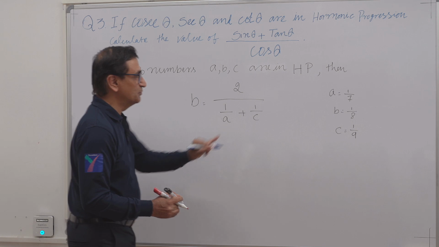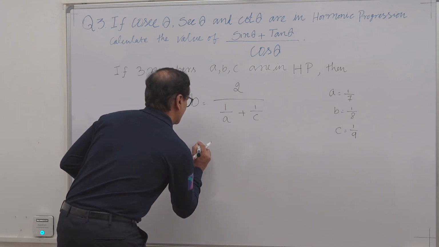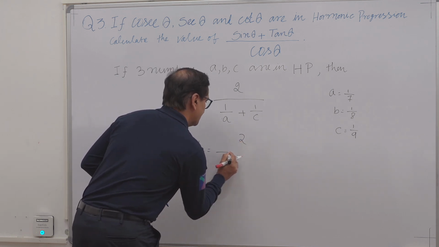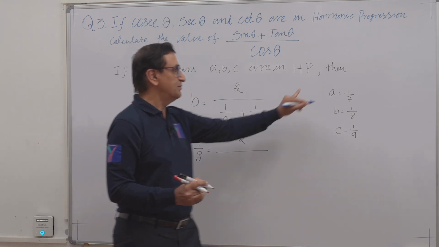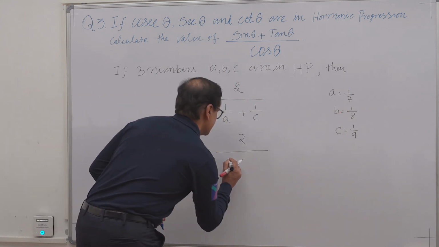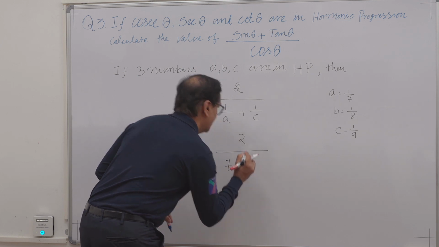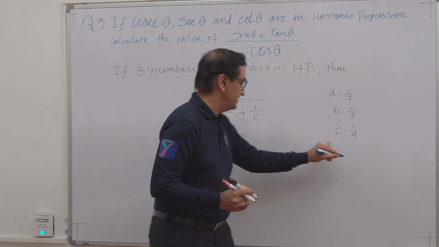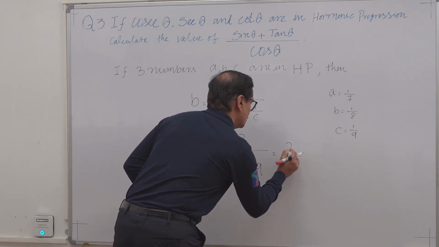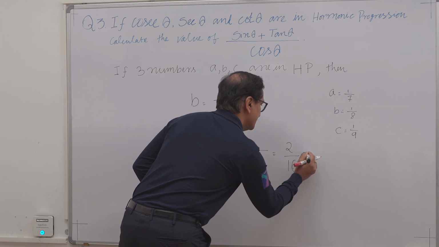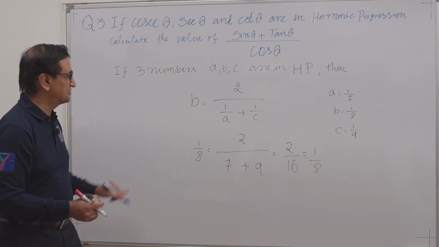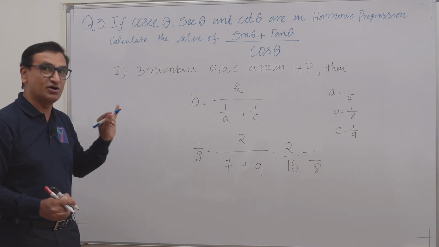These three numbers are in harmonic progression. Let's apply this formula. So B is 1 by 8, right? 1 divided by 8 equals 2 divided by (1 by A plus 1 by C). A is 1 by 7, so 1 by A would be 7, plus C is 1 by 9, so 1 by C would be 9. So that equals 2 divided by 16, which equals 1 by 8. Okay, so this quickly demonstrates the relationship between three numbers in a harmonic progression.